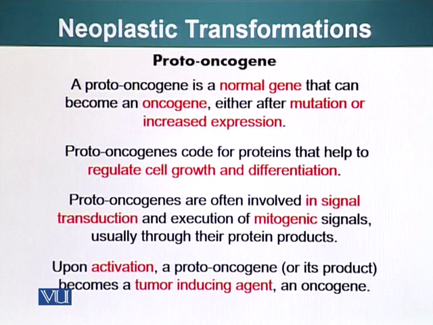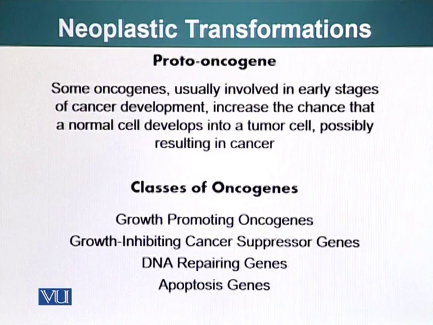Proto-oncogenes generally code for proteins that help regulate cell growth and differentiation. Well, that makes sense. Proto-oncogenes are often involved in signal transduction, execution of mitogenic signals, usually through their protein products. Upon activation, a proto-oncogene or its product becomes a tumor-inducing agent, which is also referred to as an oncogene. Some oncogenes usually are involved in early stages of cancer development, increasing the chance that a normal cell develops into a tumor cell, possibly resulting in cancer.